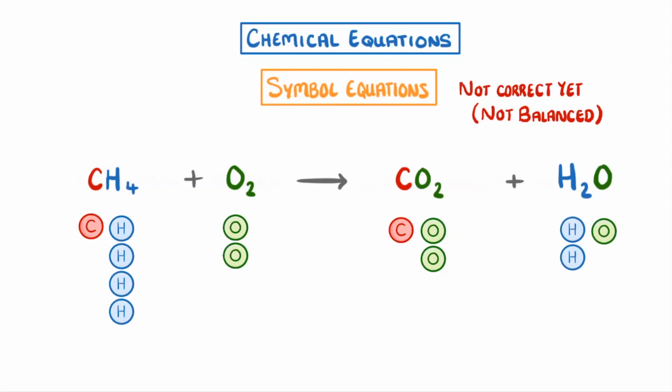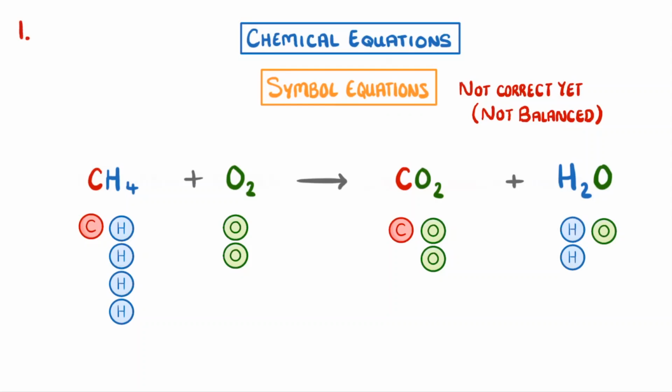Somehow we need to increase the number of oxygens on the left-hand side, and increase the number of hydrogens on the right. Now, it's absolutely fine if you can't work out how to balance it in one go. Often, balancing equations is a process of trial and error, where you keep on changing numbers until you get the answer.